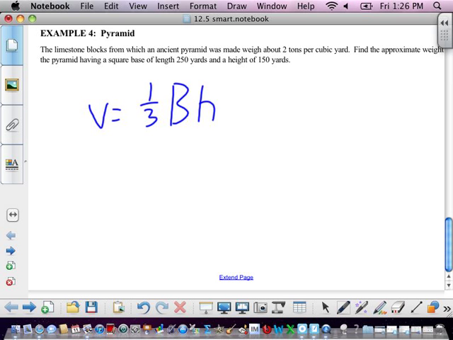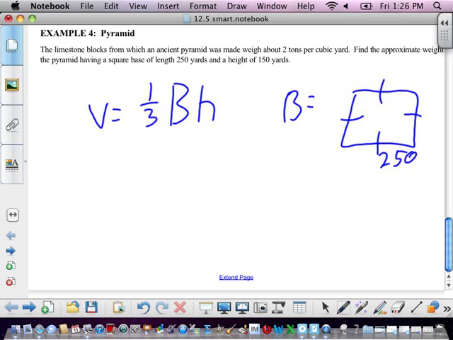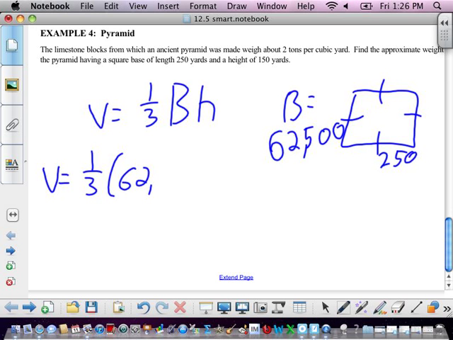So let's talk about the base. If it is a square pyramid, the bottom looks like a square, right? So that means all the sides are the same. It said it's 250, so what's the area of the base? 250 times 250 is the base, which is 62,500. Okay, our height is 150 yards. So we take the volume equals 1/3 the base times the height.